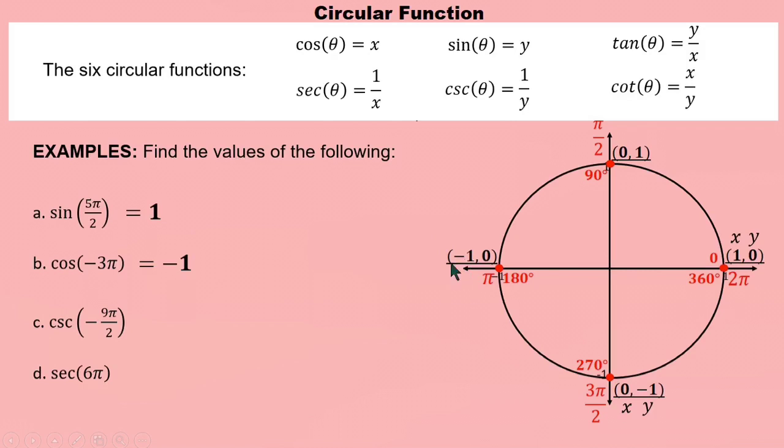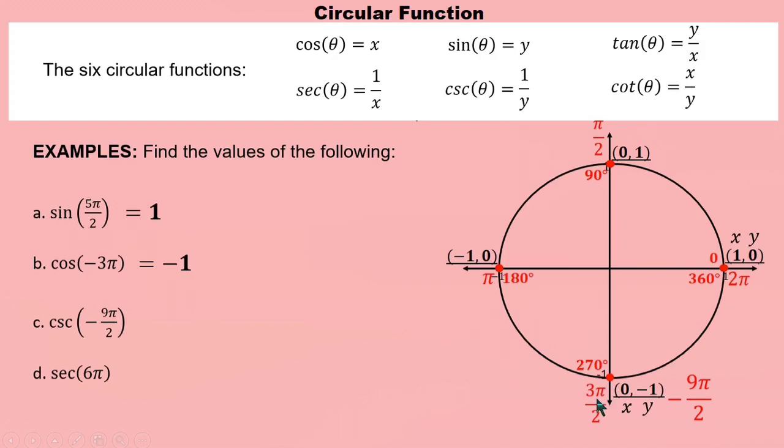Another example. Find cosecant negative 9 pi over 2. This is a multiple of pi over 2, and we're going to count 9 times in a clockwise direction since it is negative. So we have negative 1 pi over 2, negative 2 pi over 2, negative 3 pi over 2, negative 4 pi over 2, negative 5 pi over 2, negative 6 pi over 2, negative 7 pi over 2, negative 8 pi over 2, and negative 9 pi over 2.